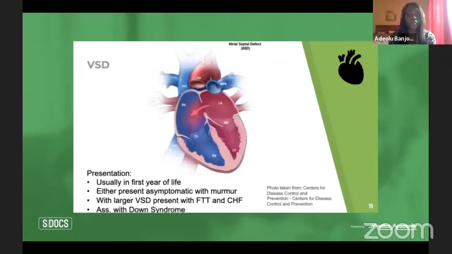So next, I'm going to be talking about ventricular septal defects, or VSDs. This is a hole or an abnormal connection between the two ventricles. The physiology is similar to that of an ASD, but everything is just more increased because there are higher pressures. So it usually presents in the first year of life because, again, the higher pressures mean you'll get an earlier symptomatic presentation. It'll either present with a murmur or asymptomatically, and it's associated with Down syndrome.